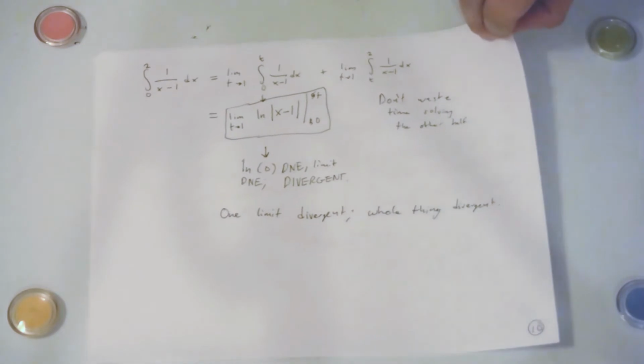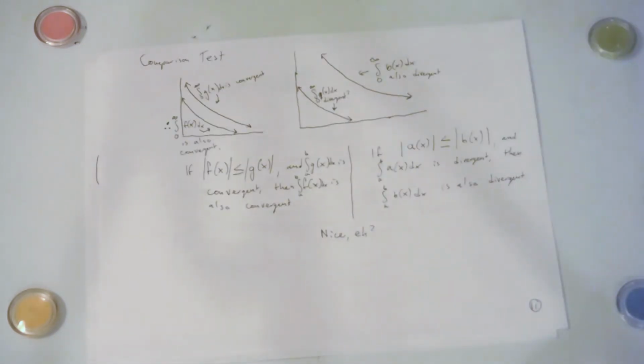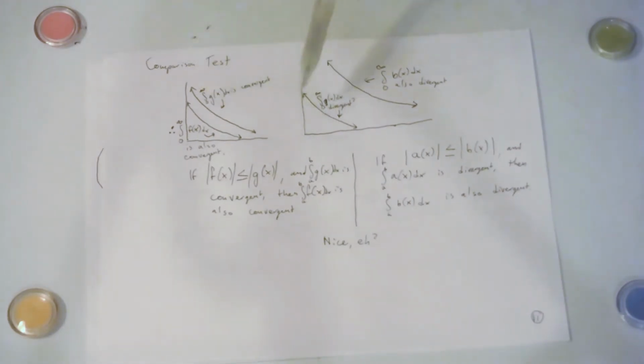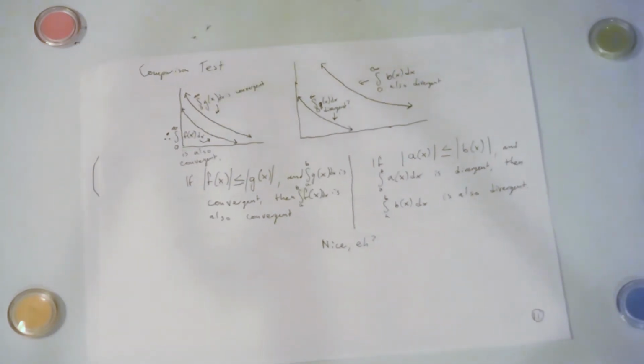Now, let's make it easier with the comparison test. The comparison test is relatively intuitive. If you have one convergent function g of x, and the absolute value of a function f of x is less than or equal to the absolute value of g of x, at least on the domain for which we're integrating, then f of x is also convergent, since its integral will be smaller than another finite integral.